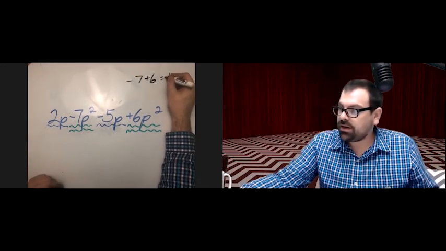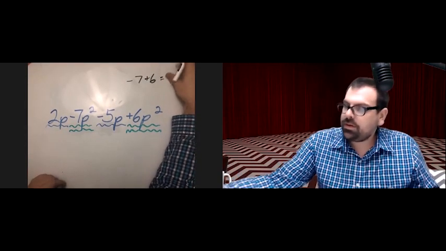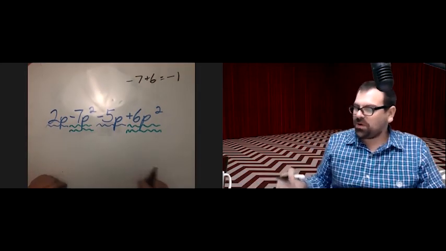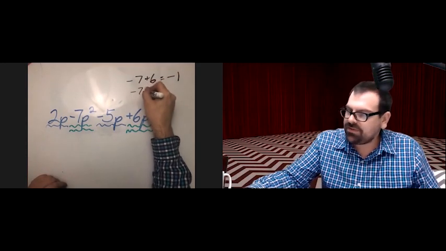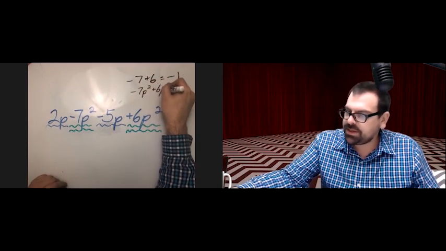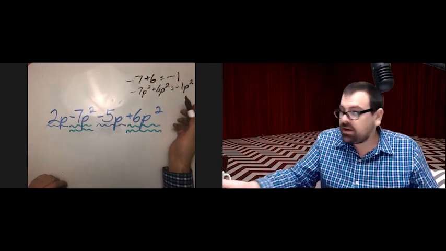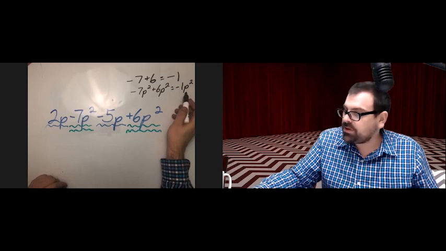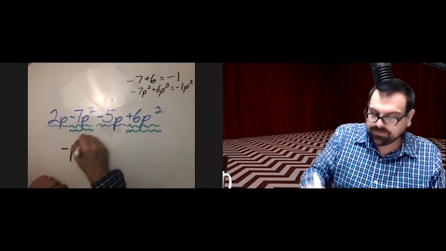Negative 7 plus 6 is negative 1. Which means negative 7p squared plus 6p squared is negative 1p squared. And what did we just say? We don't leave negative 1 in the final answer because 1 times p squared is just p squared. So negative p squared is that part.